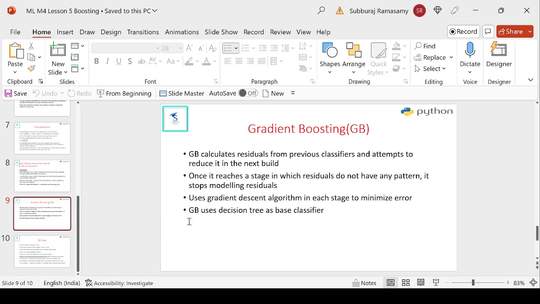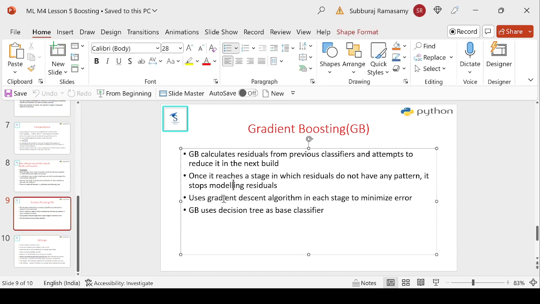So now look at the second important algorithm for boosting, called gradient boosting. Gradient boosting calculates the residuals from the previous classifier and attempts to reduce them in the next step. They will always reduce it, or at least try to. Once it reaches a stage in which residuals do not have any pattern, it stops modeling residuals. It uses the gradient descent algorithm in each stage to minimize errors. Gradient boosting uses decision tree as a base classifier. In fact, you need not specify any classifier when you are using the gradient boosting algorithm.